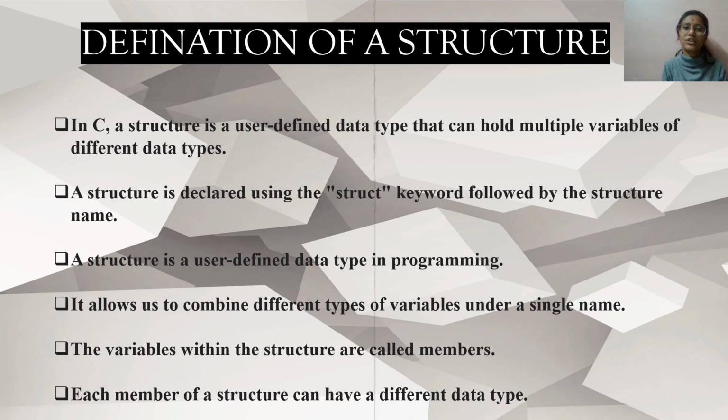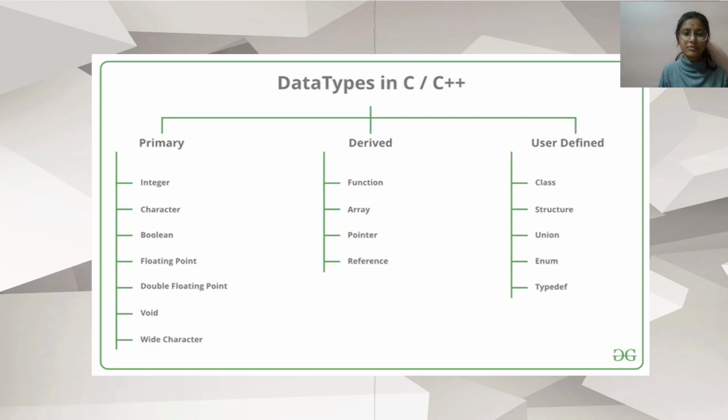Let us see about the definition of a structure. In C, a structure is a user-defined data type that can hold multiple variables of different data types. A structure is declared by using the struct keyword followed by a structure name. It allows us to combine different types of variables using a single name. The variables within the structure are called members. Each member of a structure can have different data types.